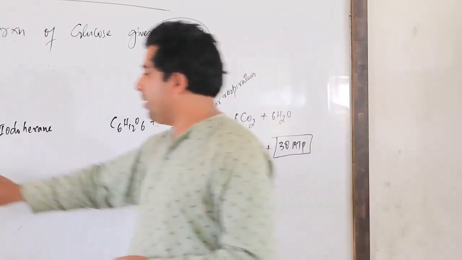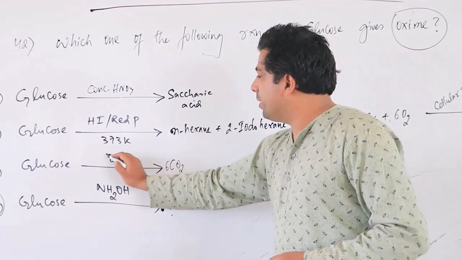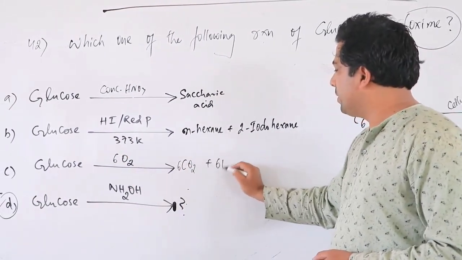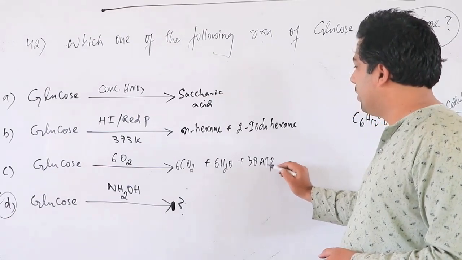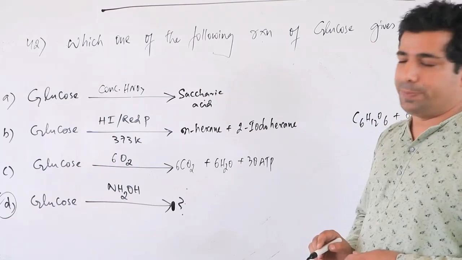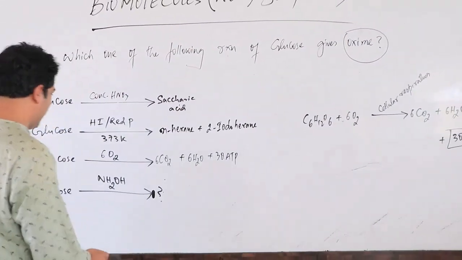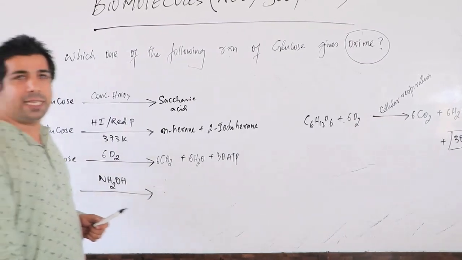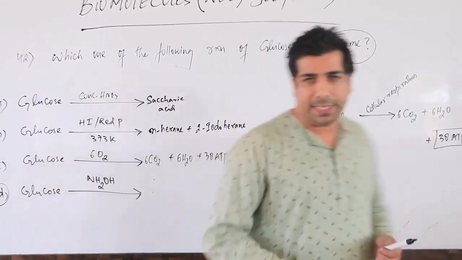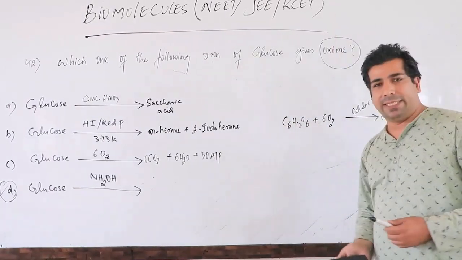So you will be getting carbon dioxide 6 times. Let me take this also 6 times here. Plus 6 times water plus 38 ATP molecules, if this is a cellular respiration taking place in cells. So now finally we have the last one here. Glucose interacting with hydroxylamine, and there is a formation of oxime. So let us see that.